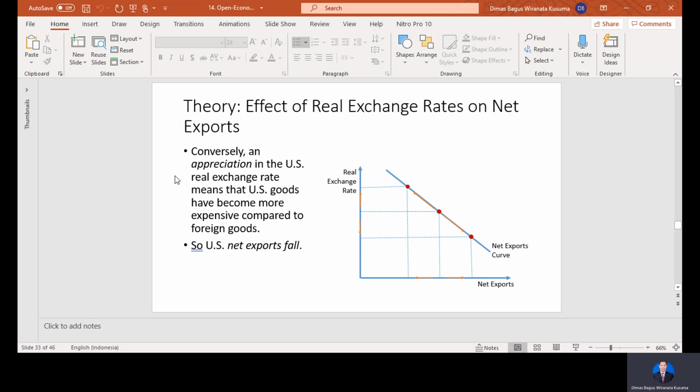So if you are the policy makers, you have to ensure that your exchange rate is able to promote exports, the net exports, by depreciating the exchange rate.